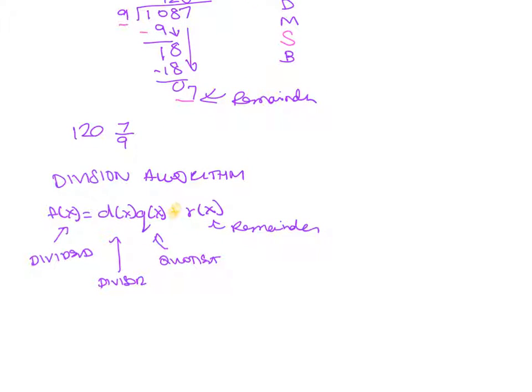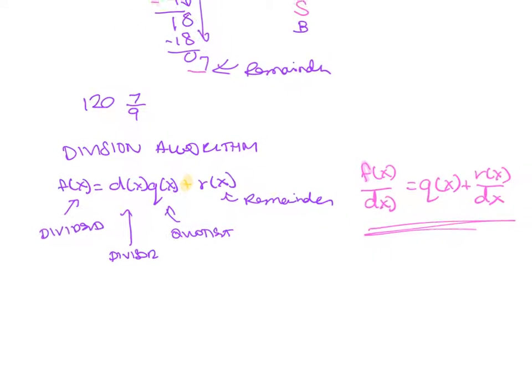Another way to write this is we can say f of x over d of x equals our quotient plus the remainder over the divisor. So this is probably mostly how you've seen it written, but just to go over a couple of things before we start doing long division.